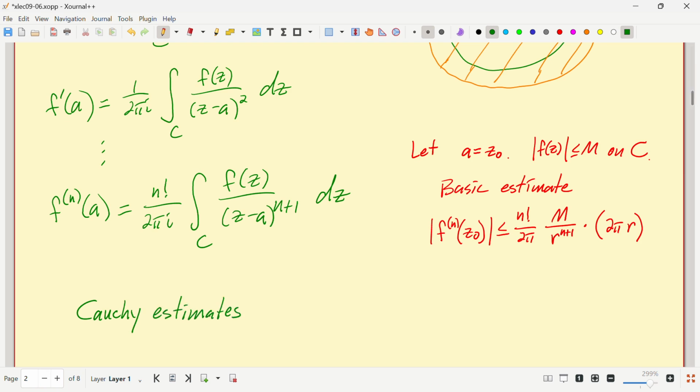If you have that picture above there, then you get that the nth derivative of f at the center of that circle, it needs to be analytic on a slightly bigger circle for this to hold. Let's see, the 2 pi's there cancel, and one power of the r cancels. So it's less than or equal to n factorial m over r to the n. Famous estimate, Cauchy estimates. Questions about that?